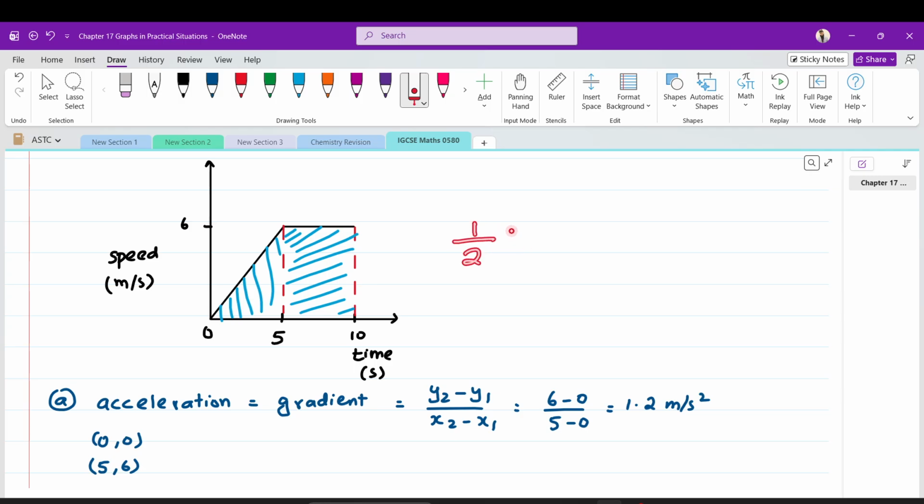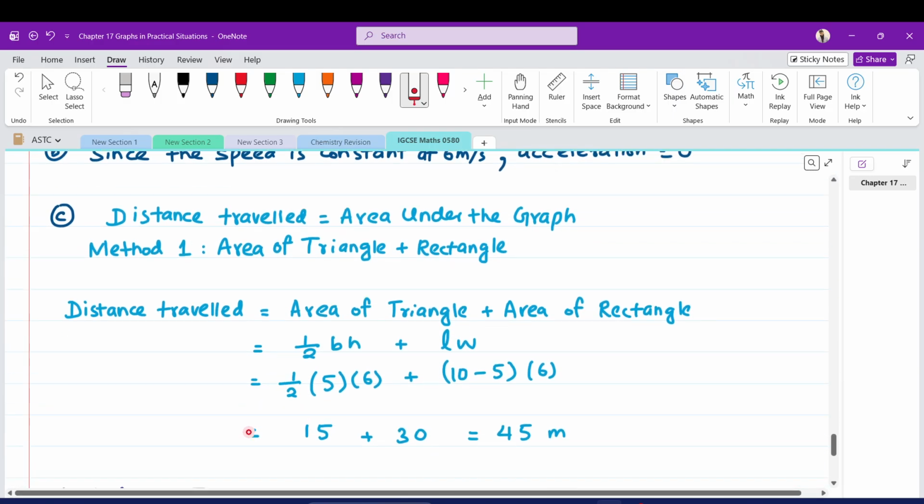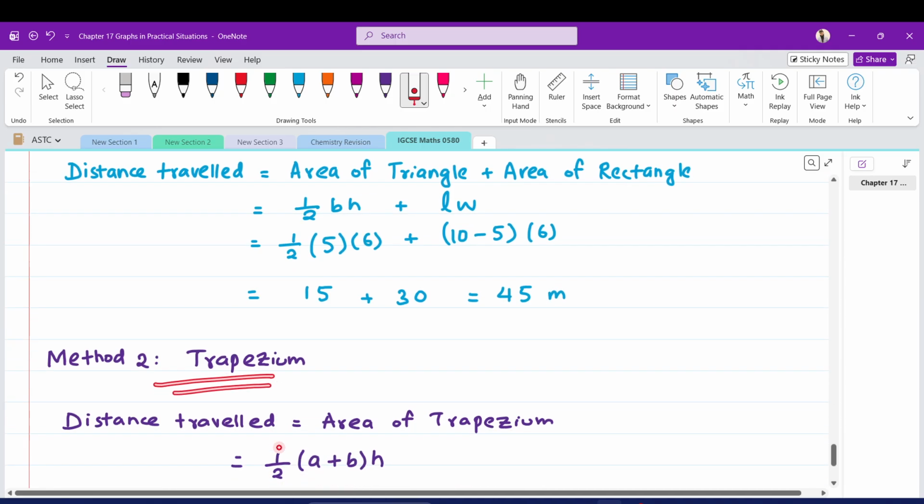The formula for the area of a trapezium is half into the sum of parallel sides multiplied by the distance between the parallel sides. Okay, in this case, this is your parallel side. So what is the length of this parallel side? That will be 10 minus 5, which is 5. Then the second parallel side is going to be 10. So half into 5 plus 10, and then the distance between the parallel sides is going to be this vertical line, which is 6.